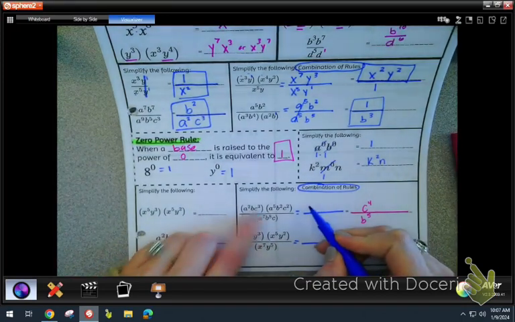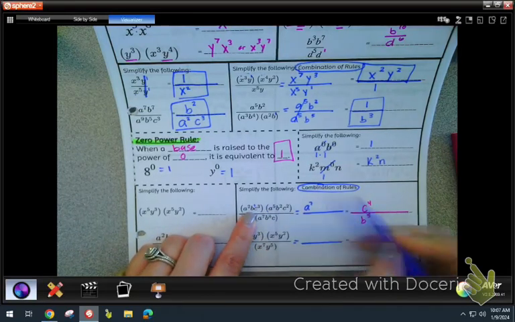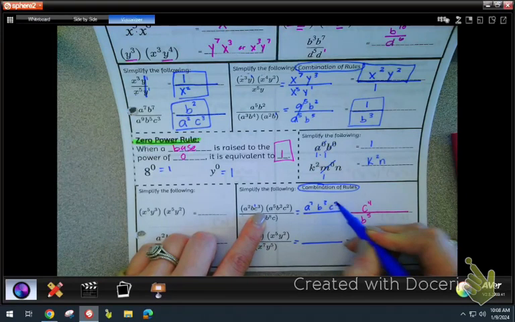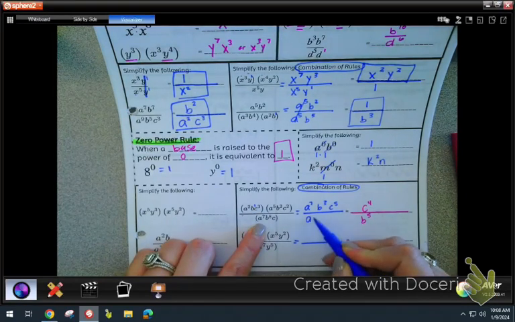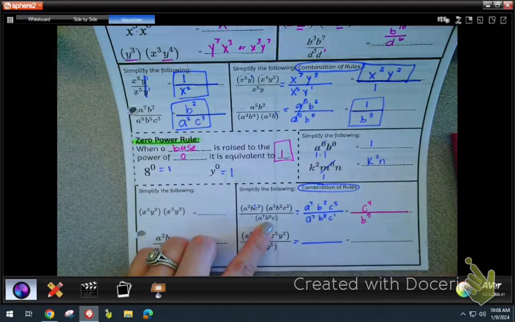So you ended up having to do the product rule at the top, which means you were adding. Give that guy a 1. This was B to the 3. This was C to the 5. The bottom, you didn't have to do any work on that first step, so it's just a rewrite. I would give it a 1.